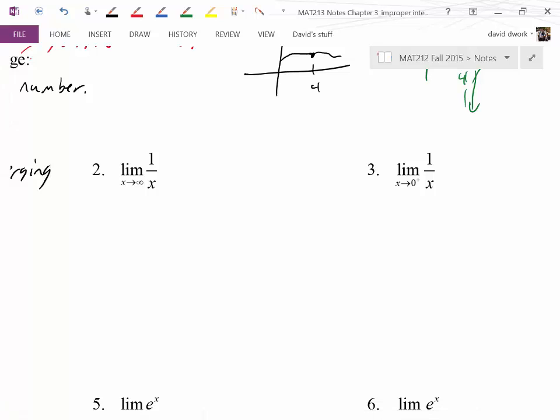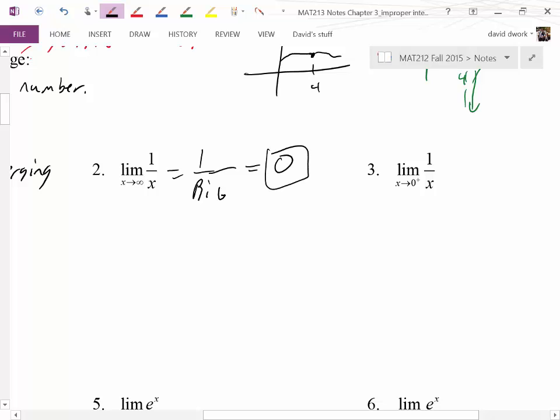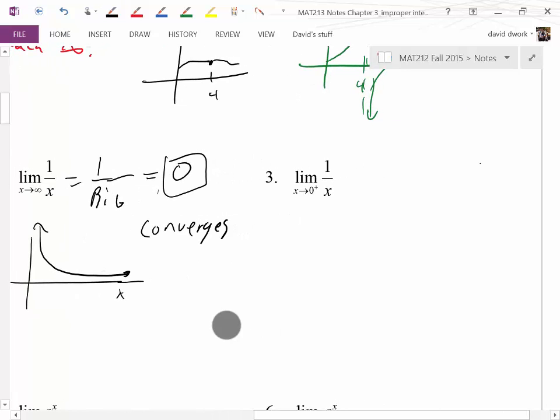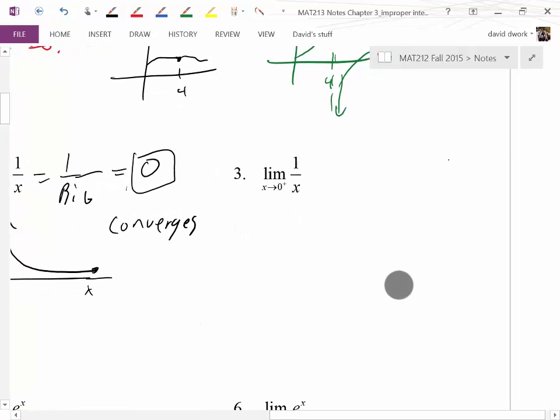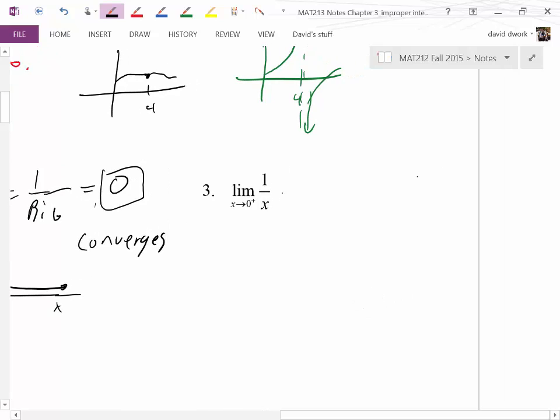Okay, next one, infinity. Now remember, we're not allowed to substitute infinities. But what we did do is we just wrote it's 1 over something really, really big. So in 1 over something really, really big, one piece of bread divided amongst everybody on Earth, that means everybody is getting 0. So once again, when you look at that graph, as x approaches infinity, our graph is approaching 0. And since it's approaching a number, we're going to say it converges once again. So hopefully you're remembering this review. This is all from way back in chapter 2-ish.